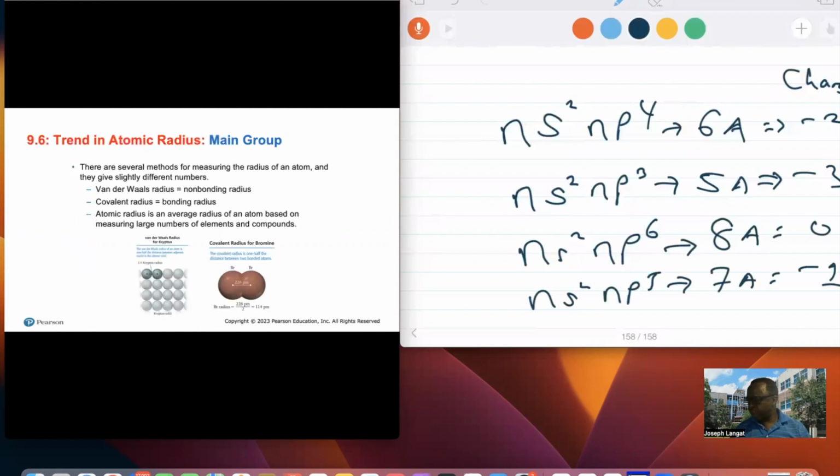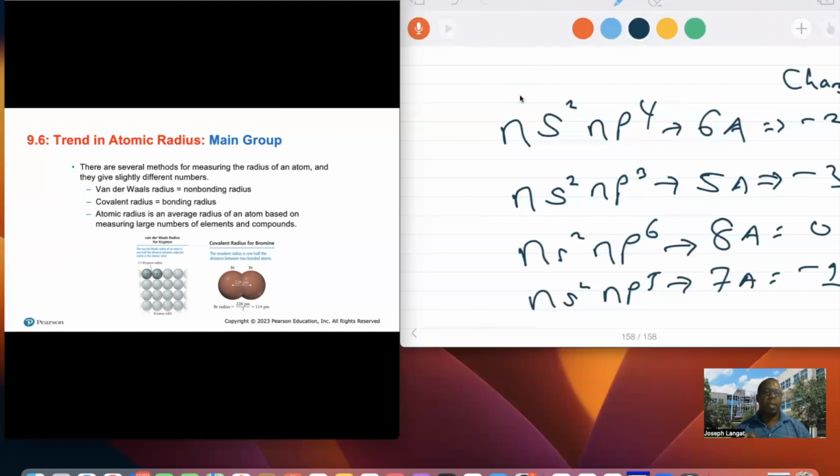So that's enough for section 9.5. Please go back, read the section, make your own notes, and use end of chapter problems to answer the question on using the quantum mechanical model to explain the trend in chemical reactivity for main group elements.